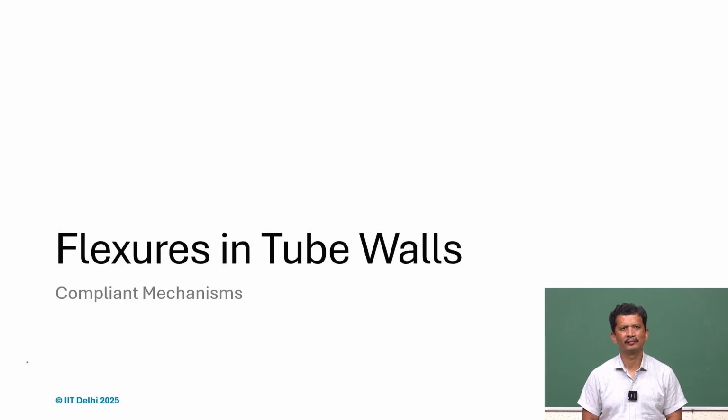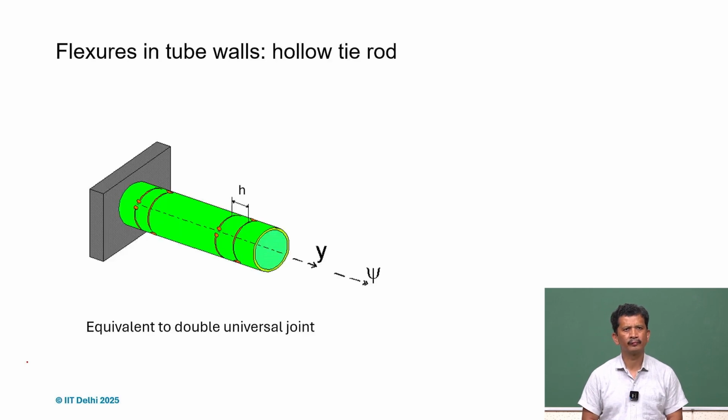Hello everyone, welcome back. Let's continue with the different kinds of flexure mechanisms, and today we'll cover flexures in tube walls. So if we take a tube with a very small thickness t, we realize that we can create different kinds of compliant mechanisms with different degrees of freedom, constraints, and ranges of motion.